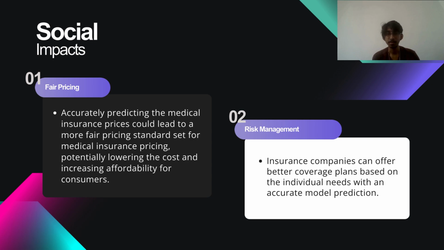Moving on to the social impacts that we will face. The first one is the fair pricing. Accurately predicting the medical insurance prices could lead to a more fair pricing standard set for medical insurance pricing, which would potentially lower the cost and increase affordability for consumers. And the second one is risk management, where insurance companies can offer better coverage plans based on the individual needs with an accurate model prediction.